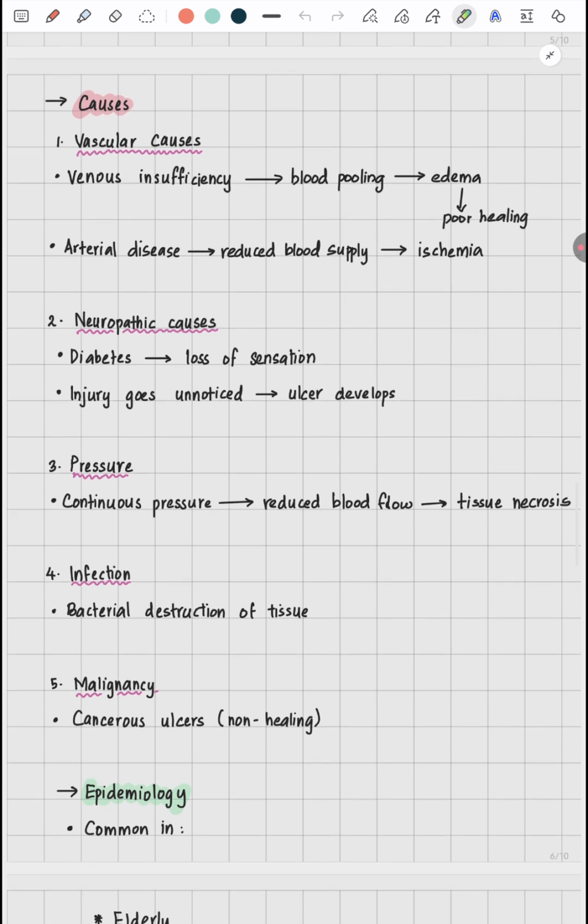In contrast, arterial ulcers occur due to reduced arterial blood flow, often because of atherosclerosis. These ulcers are very painful, have a punched out appearance, and are commonly seen on the toes or pressure points. Neuropathic ulcers, especially in diabetes, occur due to the loss of sensation. Because the patient cannot feel pain, repeated trauma goes unnoticed, leading to ulcer formation.